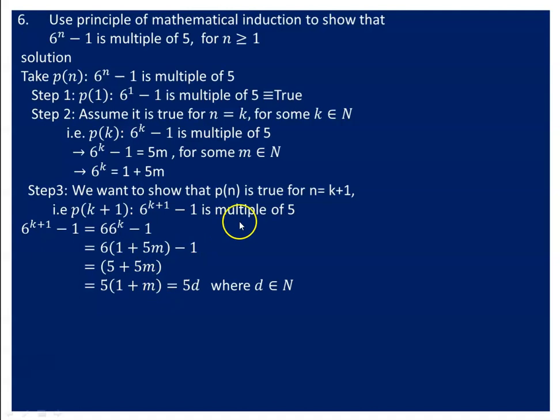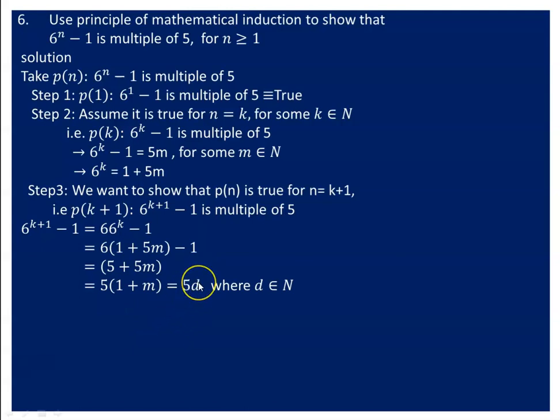What is m? m is some natural number. The set of natural numbers is closed under the operation addition. So 1 plus m is going to be another natural number. D, as I wrote here, is a certain natural number. Now look, 6 to the power of k plus 1 minus 1 is obtained to be a multiple of 5, as can be shown here.